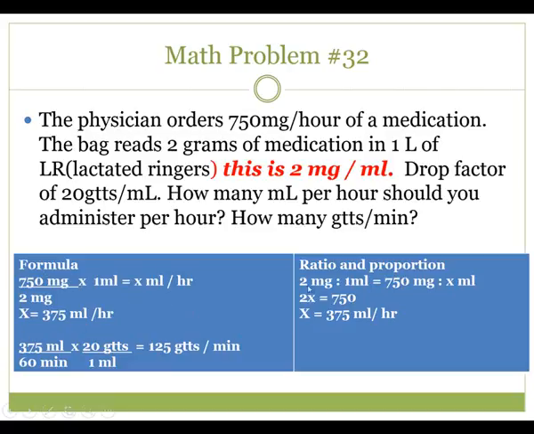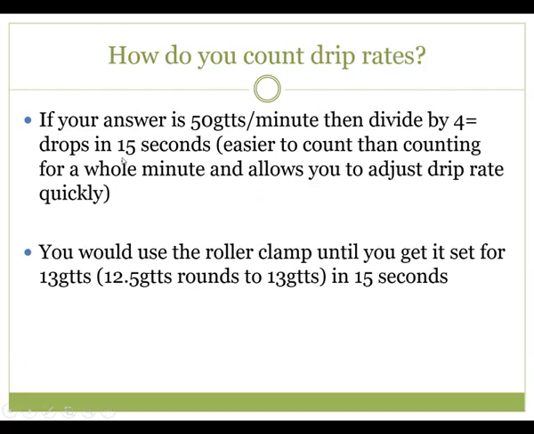Ratio and proportion: 2 milligrams is to 1 mil, and 750 milligrams is to X mils. Once again, what we're trying to figure out is how many milliliters 750 milligrams is, which is what we're giving him per hour. So 2 milligrams is to 1 mil, as 750 milligrams is to X mils. You solve that out to say that 375 mils is how much we give him per hour to give him that 750 milligrams. So it's not hard, you just have to think through it.